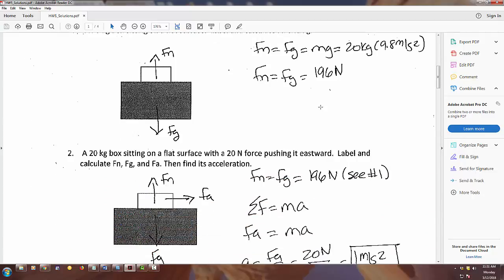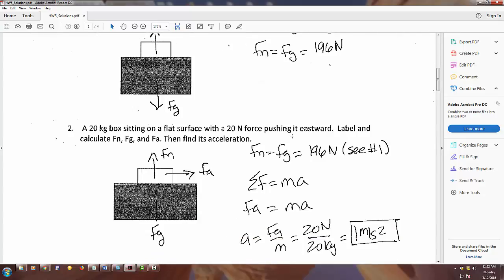In number 2, we're going to push the box to the side with an applied force. Some of you guys said that the normal force was the applied force. The normal force is still the force that's balancing the weight in this problem. So the normal force is still the force of the surface acting up on the box, and it is equal and opposite to the weight, and therefore it is 196 newtons.